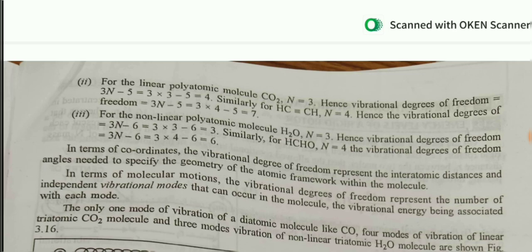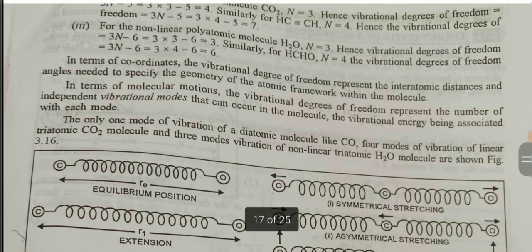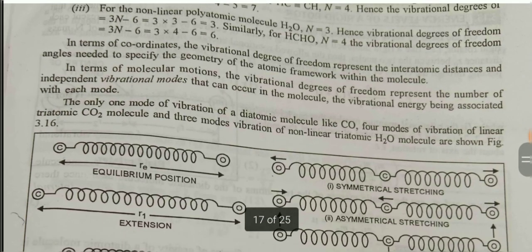Third, for the non-linear polyatomic molecule H2O, n is equal to 3. Hence, vibrational degrees of freedom is equal to 3n minus 6, which is 3 into 3 minus 6, which is 3. Similarly, for HCHO, n is equal to 4. The vibrational degrees of freedom is equal to 3n minus 6, which is 3 into 4 minus 6, which is 6. In terms of coordinates, the vibrational degree of freedom represents the interatomic distance and the angle needed to specify the geometry of the atomic framework within the molecule.